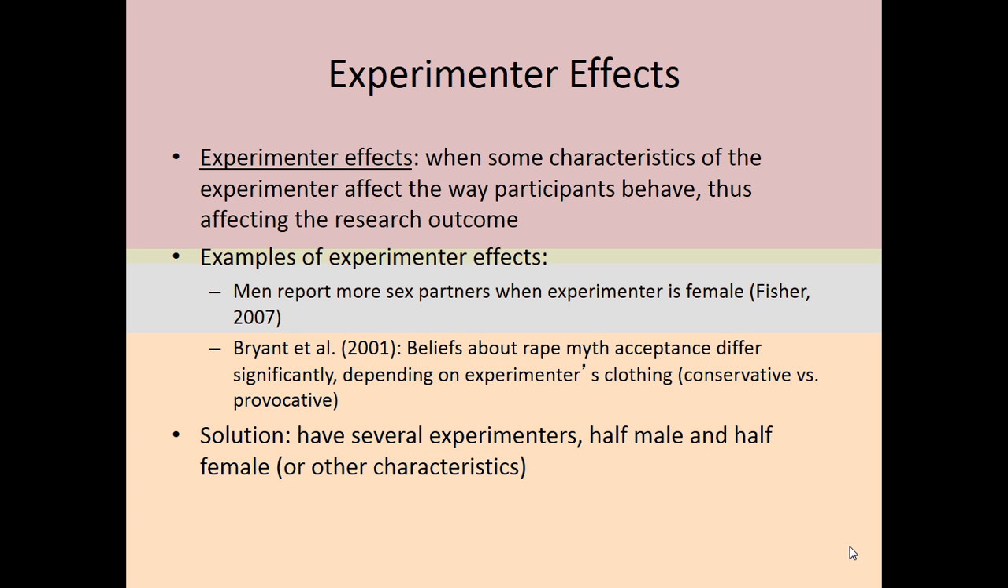One way to reduce experimenter effects is to have many different experimenters asking the questions and making sure that half of them are male and half are female. If it's about style of dress, you could change that. Other characteristics need to be accounted for as well in the experimenter effects.